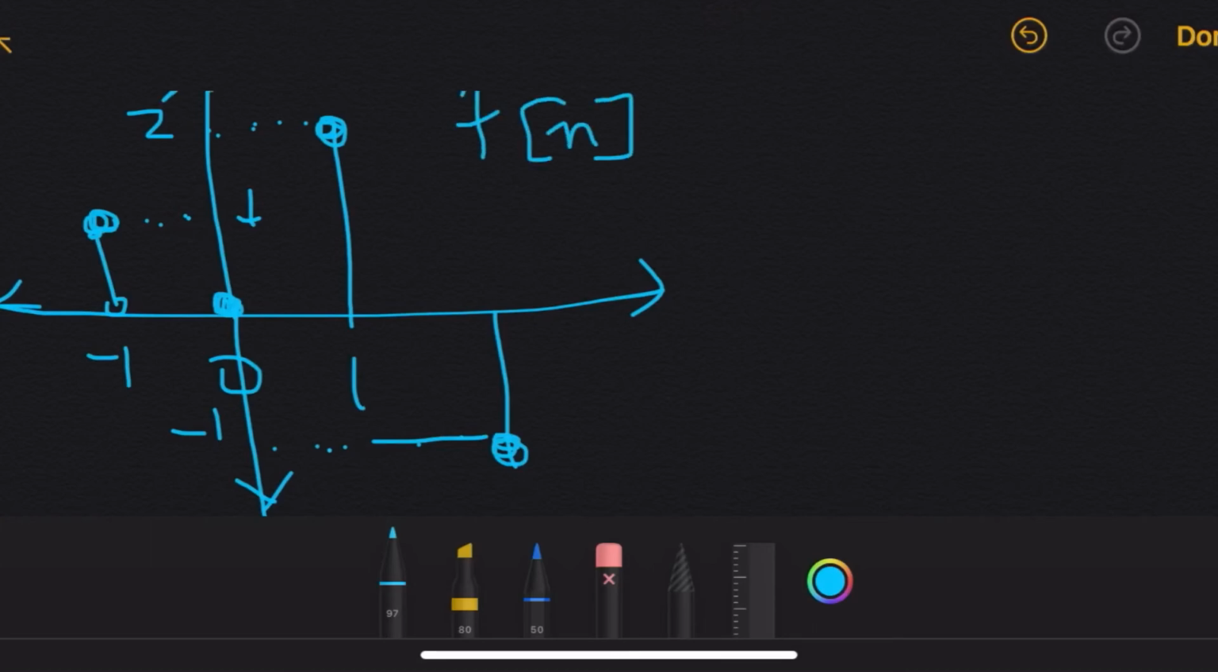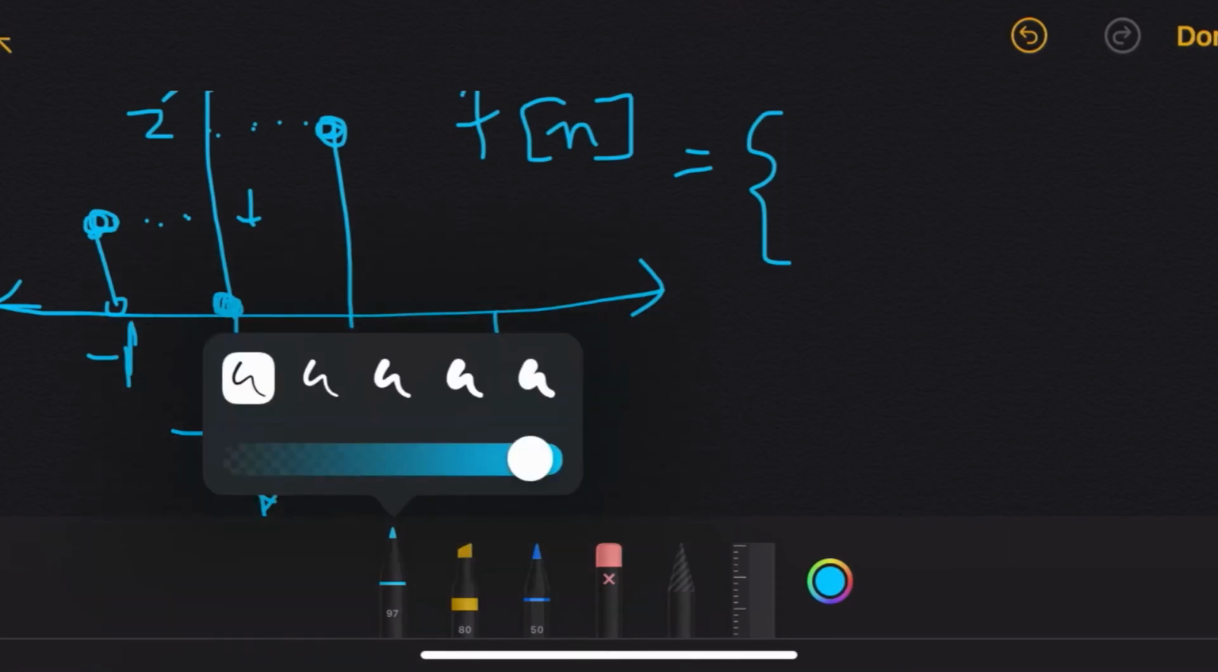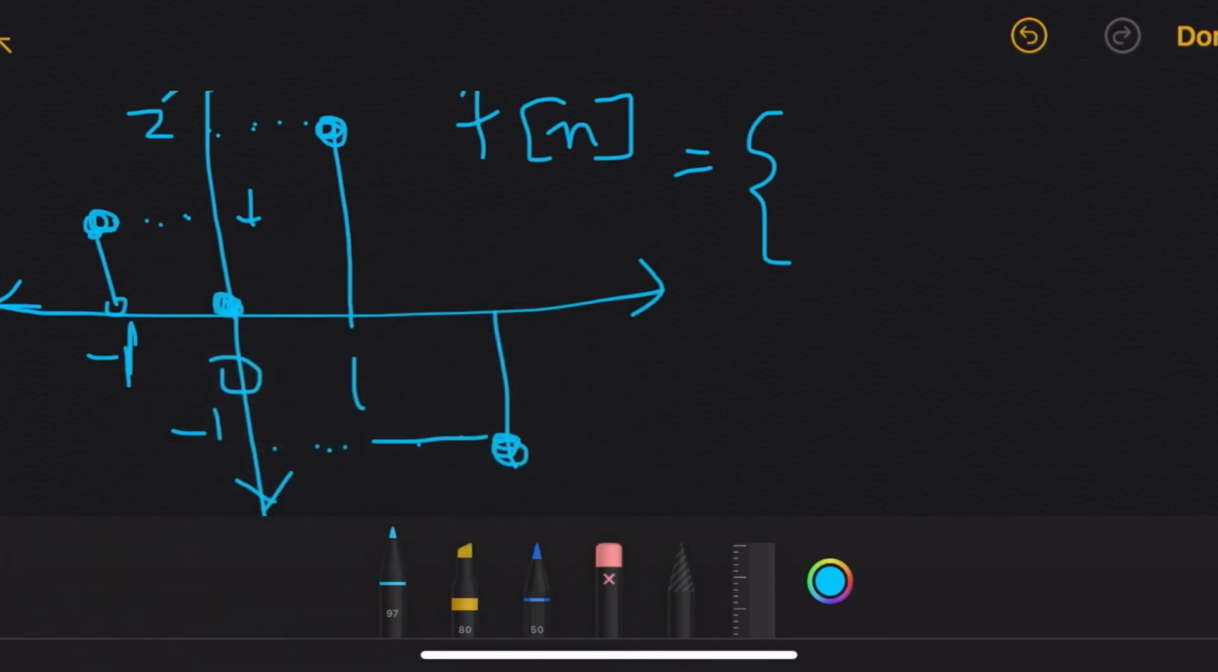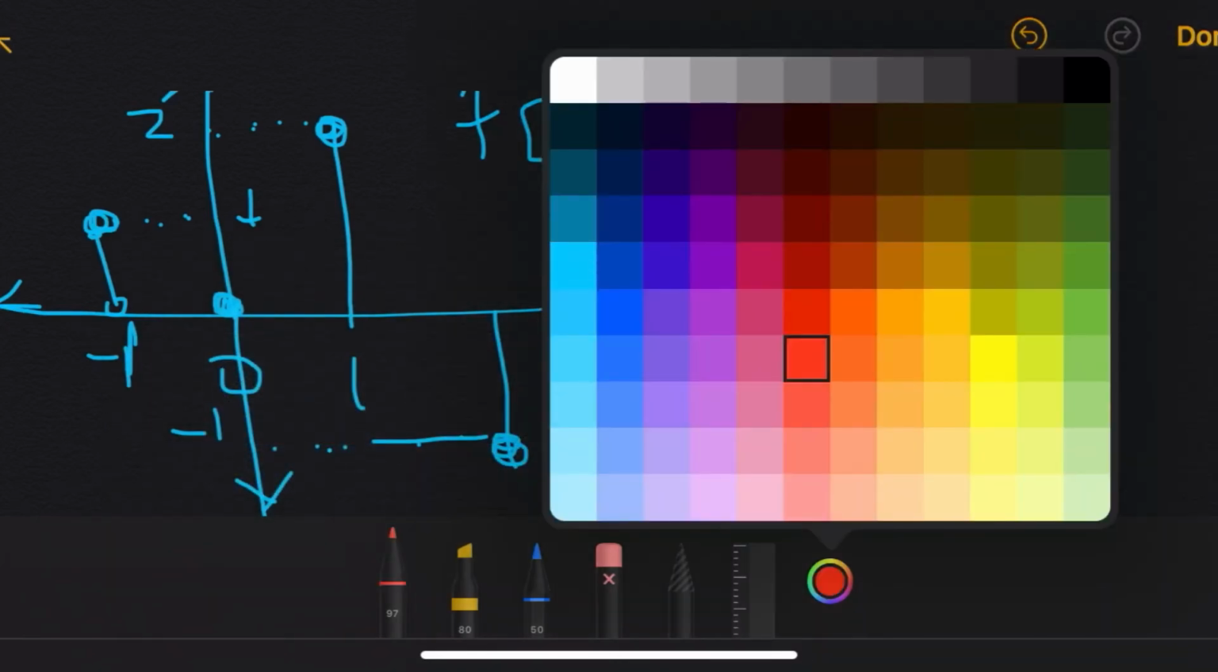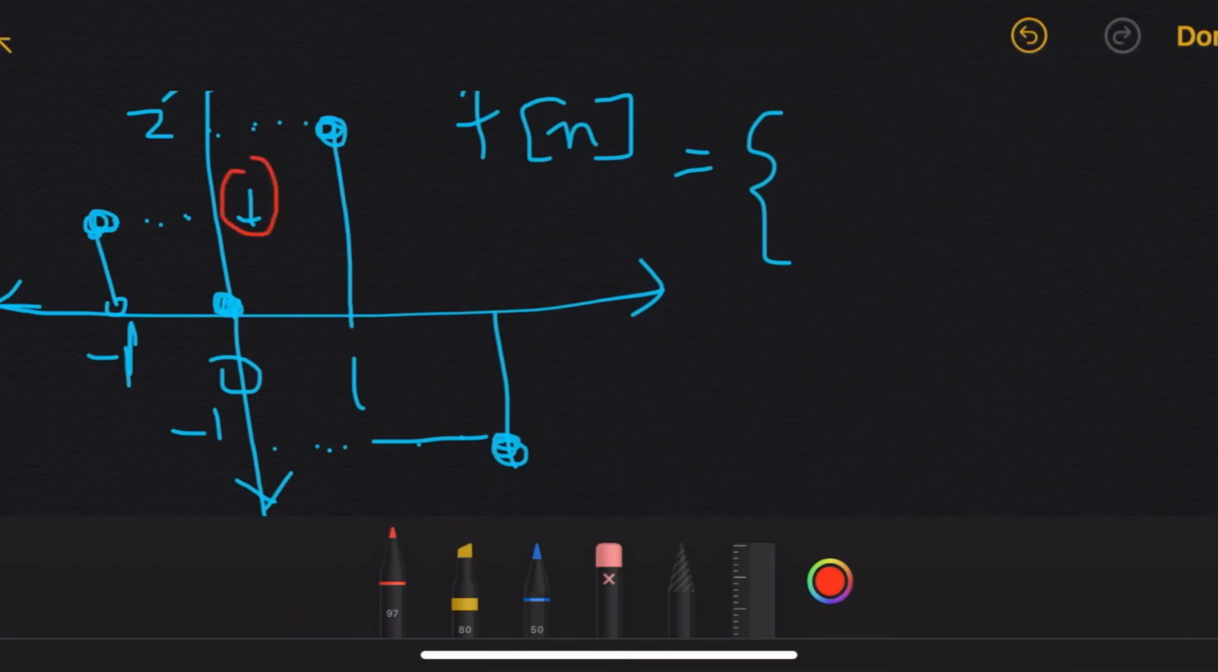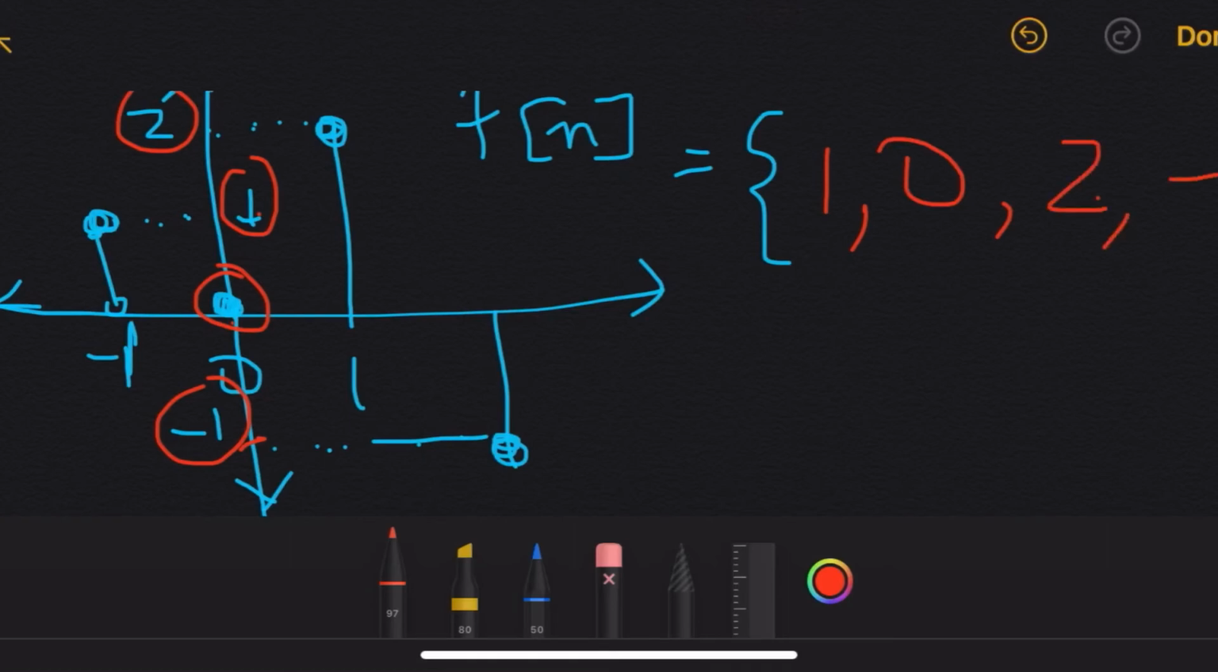Okay, so how are you going to write it? First, to represent this we have to write the value of the magnitude. Which magnitudes do we have inside? You can see here our magnitudes are 1, 2, 0 and -1. These are our magnitudes. So we will write the value of magnitude starting with 1, then it is 0, then this is 2, and then this is -1.